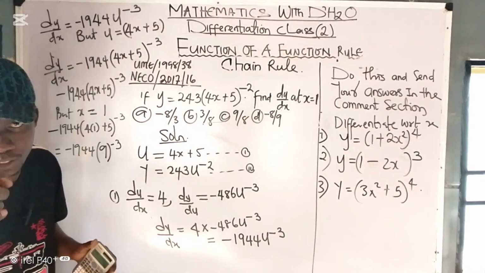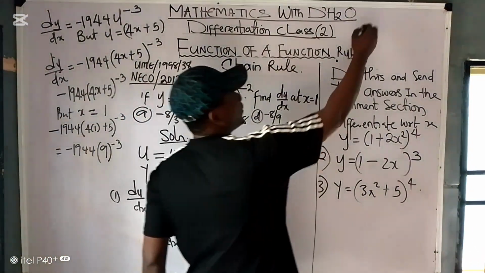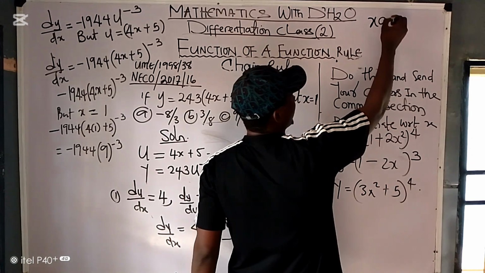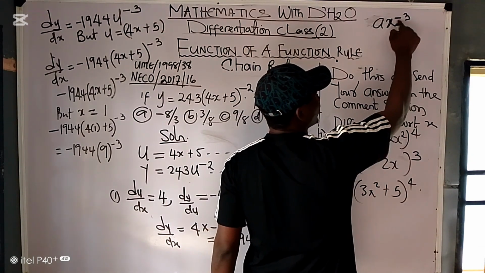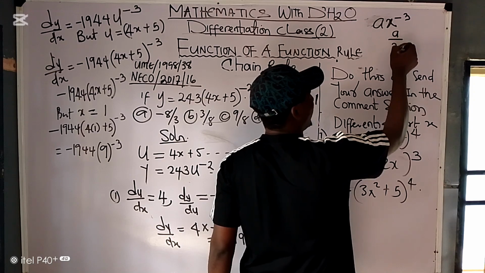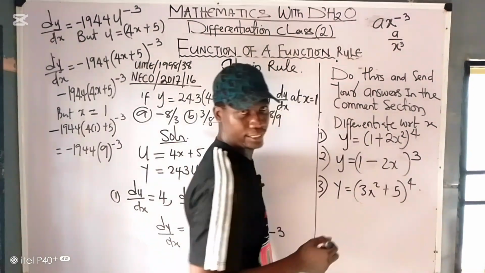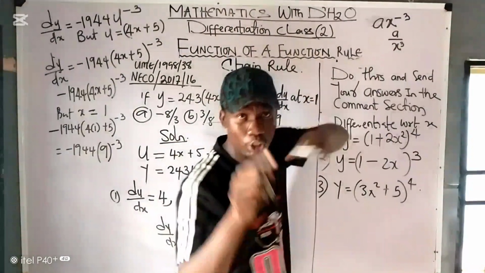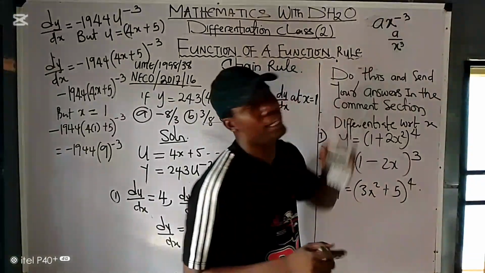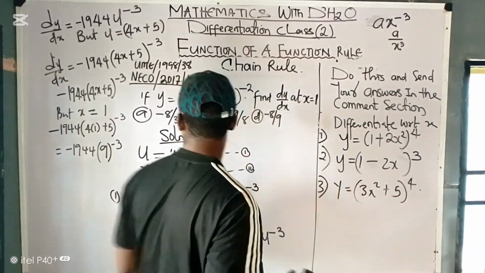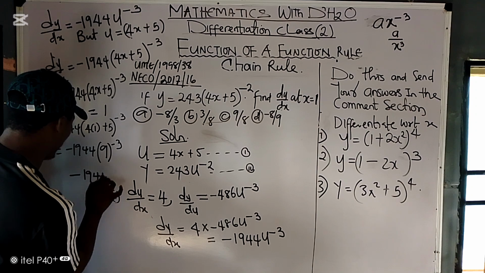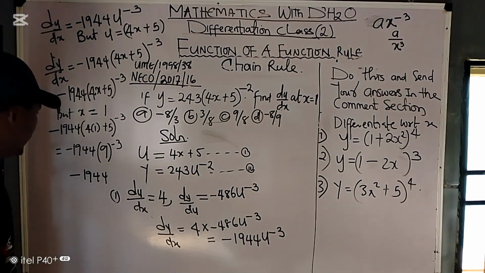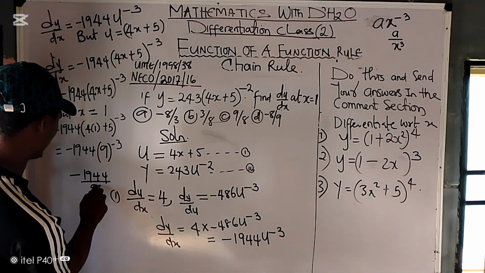Remember the laws of indices. If I have x to the power minus 3, to remove this minus it becomes 1 over x raised to the power 3. So this becomes the denominator to remove the minus sign. We'll do that here. We'll simply have minus 1944 all over 9 raised to the power of what?